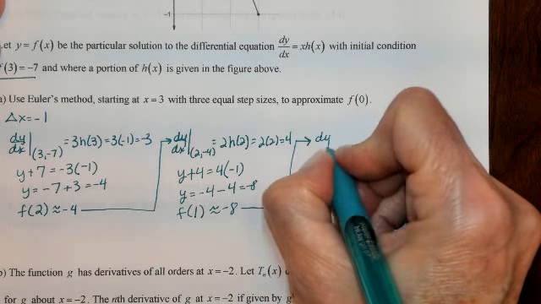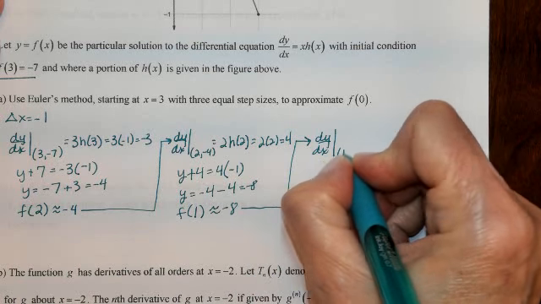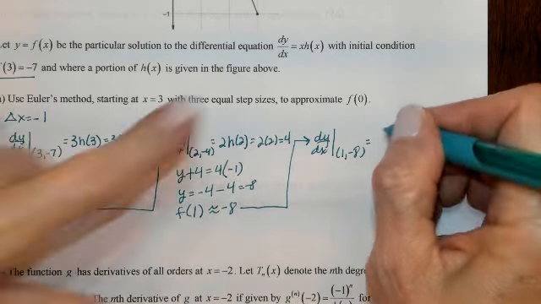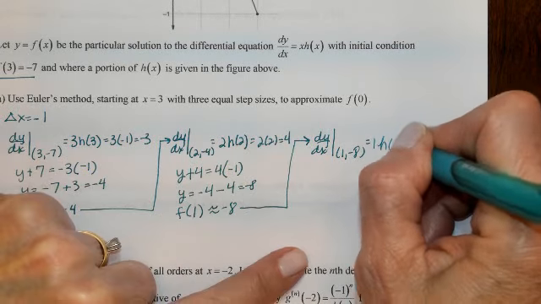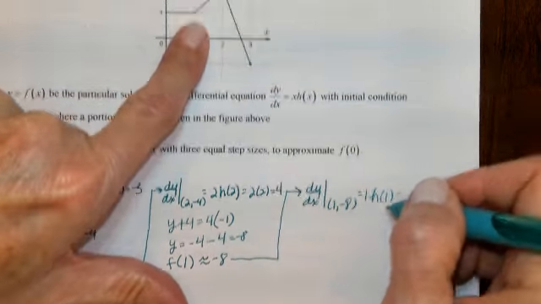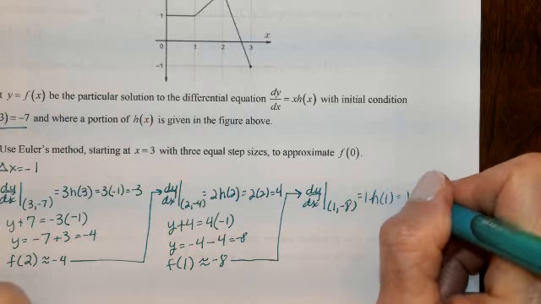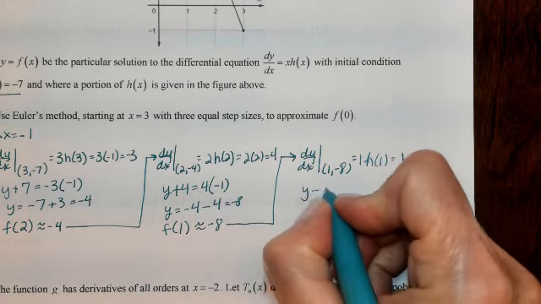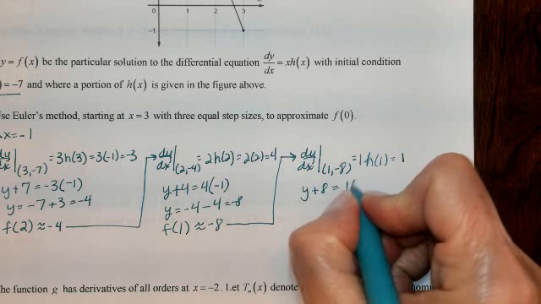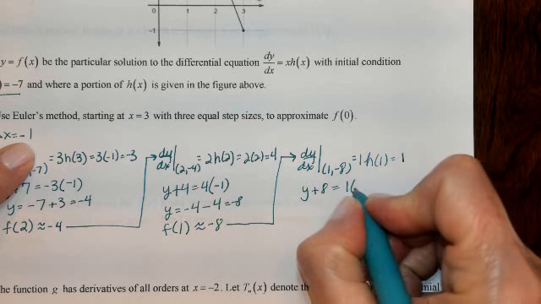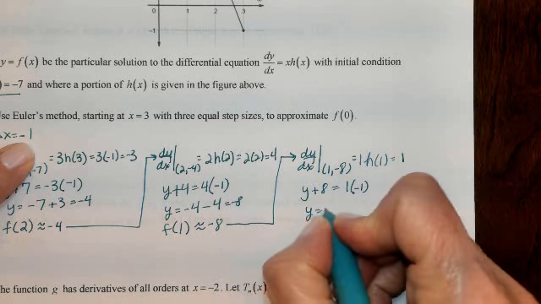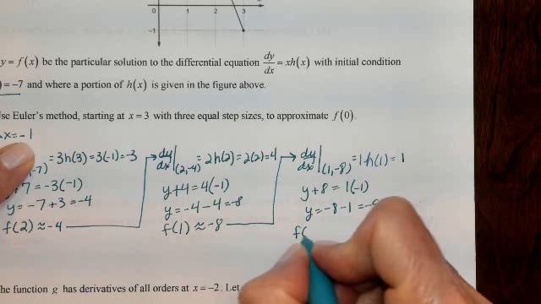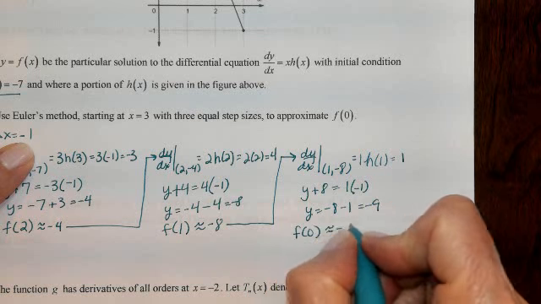Third and final step, dy dx at this point will be 1 times h of 1. H of 1 is 1 from our graph, so this is just 1. Y minus our y value is equal to our slope times delta x. So y is -8 minus 1, which is -9. So f at 0 is approximately -9.